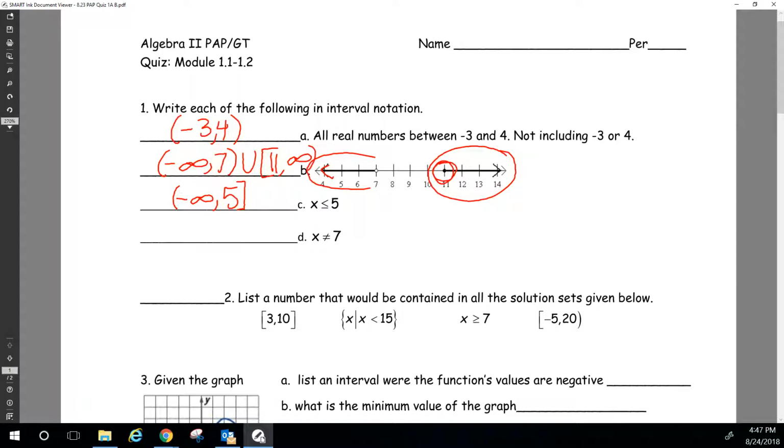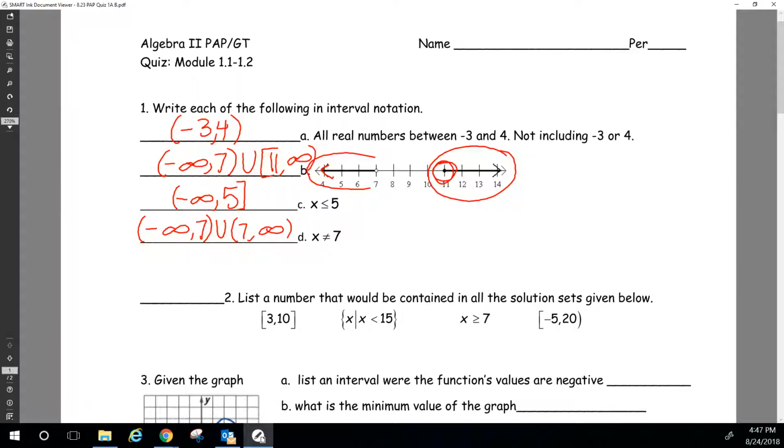D tripped up a lot of people, so it says x is not equal to 7. So in other words, I can have any x I want, except for 7. So I'm going to go from negative infinity up to 7, but not include it. And I'm going to union that with 7 to infinity, again, not including the 7.